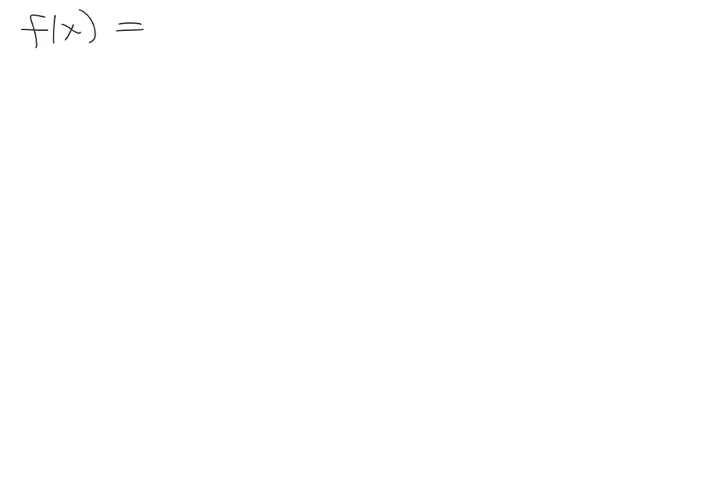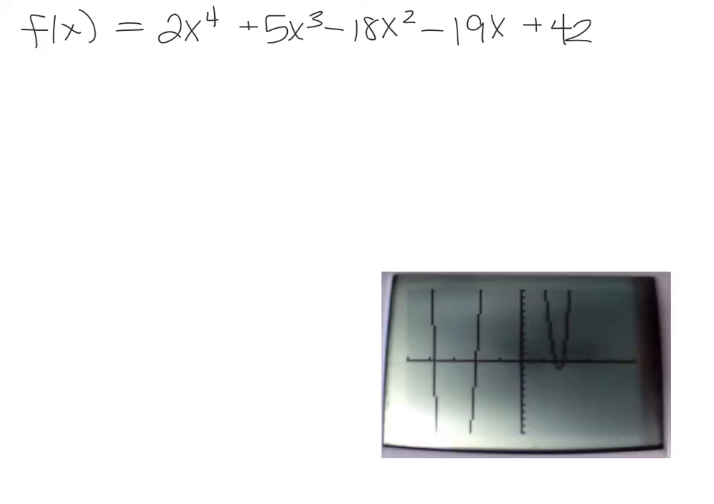F of x equals 2x to the 4th plus 5x cubed minus 18x squared minus 19x plus 42. Oh, we're looking for 4 zeros. All right, I went ahead and graphed this one, and I'm looking for 4 solutions. I'm really excited because this one right here I can read without finding any zeros or solving.